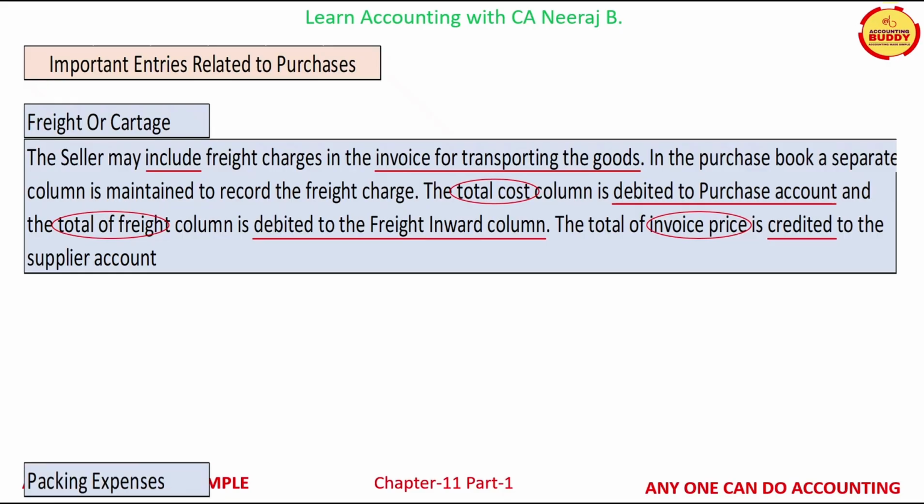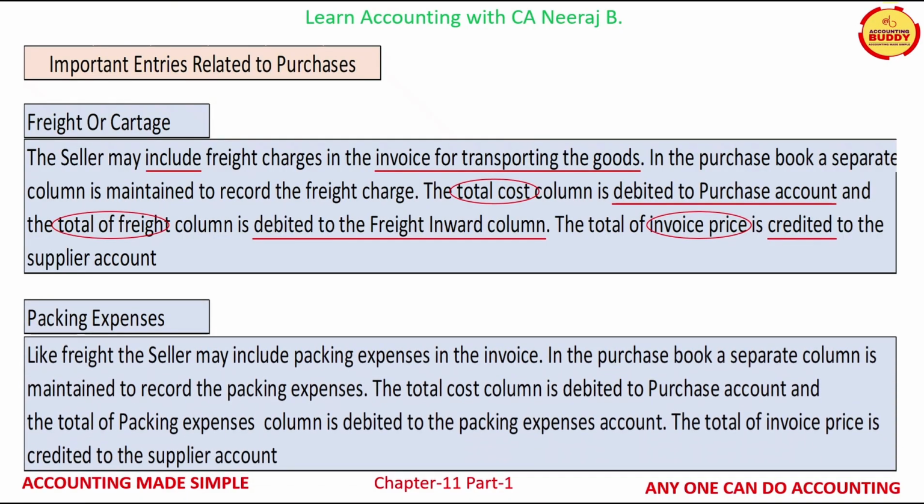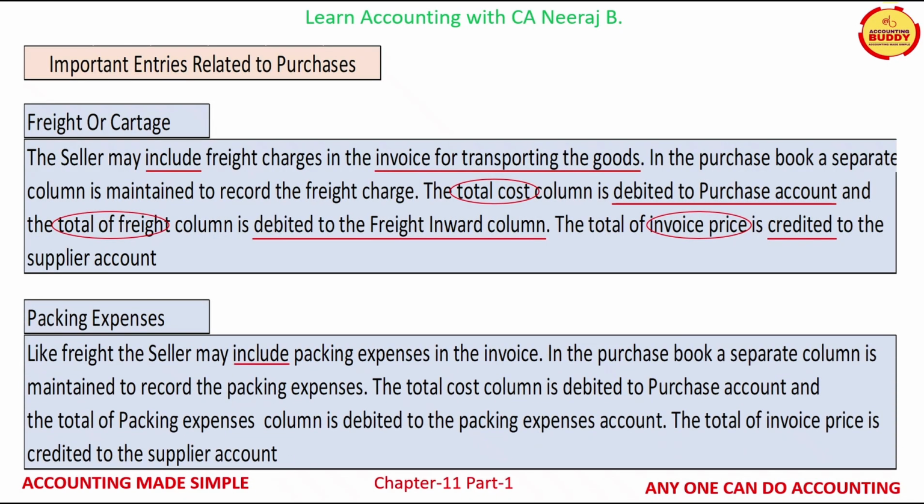Second point is packing expenses. Like freight, the seller may include packing expenses in the invoice. In the purchase book, a separate column is maintained to record the packing expenses. The total cost column is debited to the purchase account, and the total of the packing expenses column is debited to the packing expense account. The total of the invoice price is credited to the supplier account.